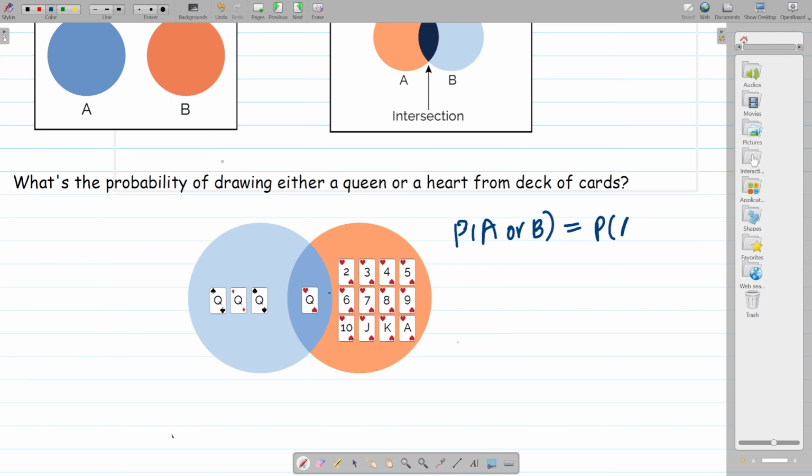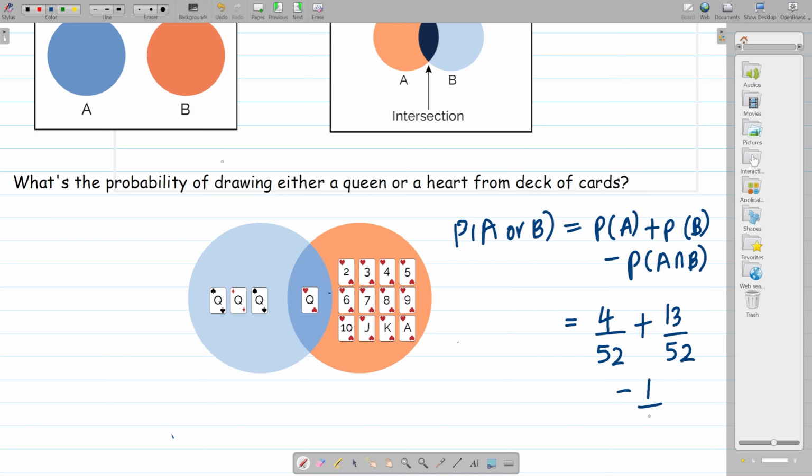And now for this one, in the addition rule, P(A) is how much? We got 4 out of 52, plus the probability of drawing a heart card is 13 out of 52, and subtract the common queen of hearts, that is 1 out of 52. So the value for this one is 16 out of 52, which is 4 divided by 13.